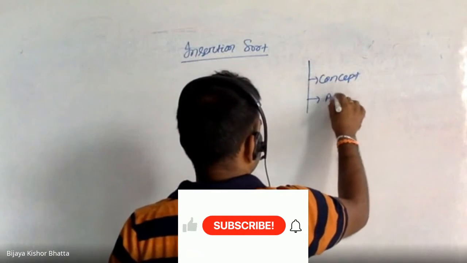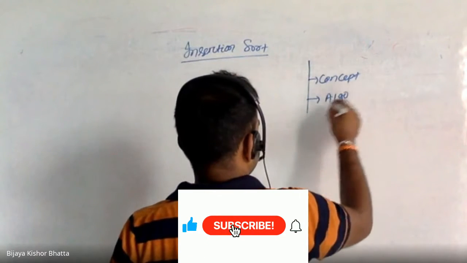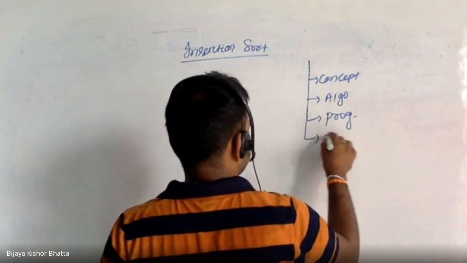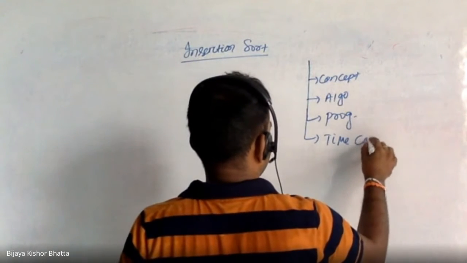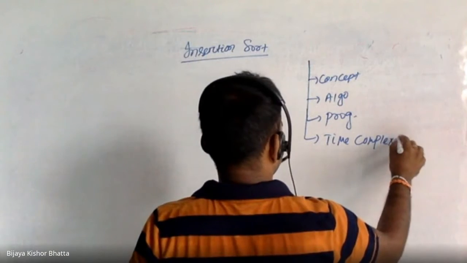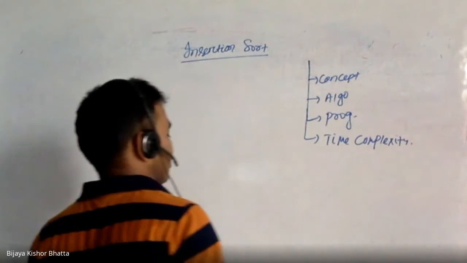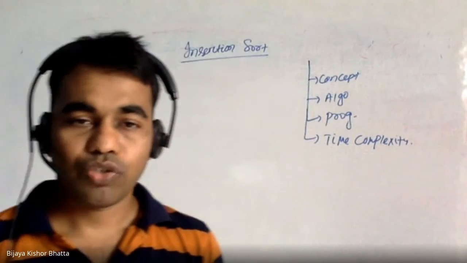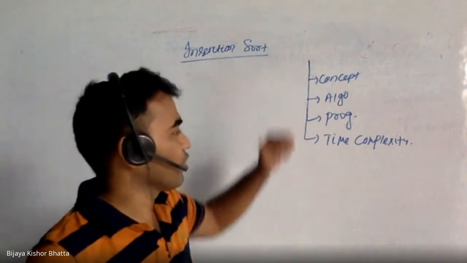things, then we'll go for the algorithm understanding, then we'll write down the program, right? And after that we'll go for the time complexity, right? Time complexity. So these are the 4 agenda for this particular lesson, right? Insertion sort.